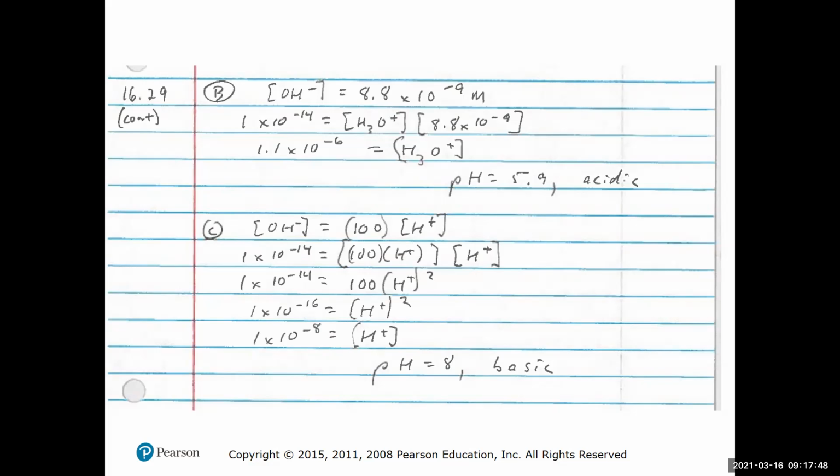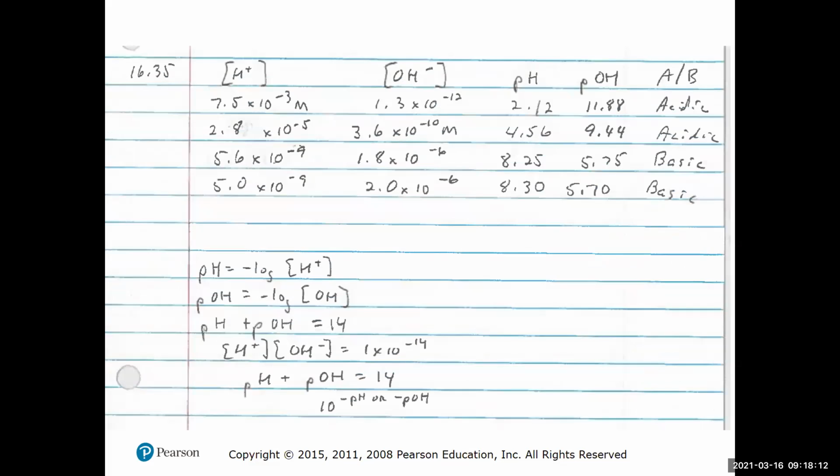If I go ahead and take minus the log of that 1 times 10 to the minus 8, then I see my pH is 8. pH is 8, higher than 7, so it's a basic solution. So this one's a little bit tricky just because instead of them giving us a number to plug in, we had to do a little bit of algebra. Okay, any questions about any of that before I move to the next problem?